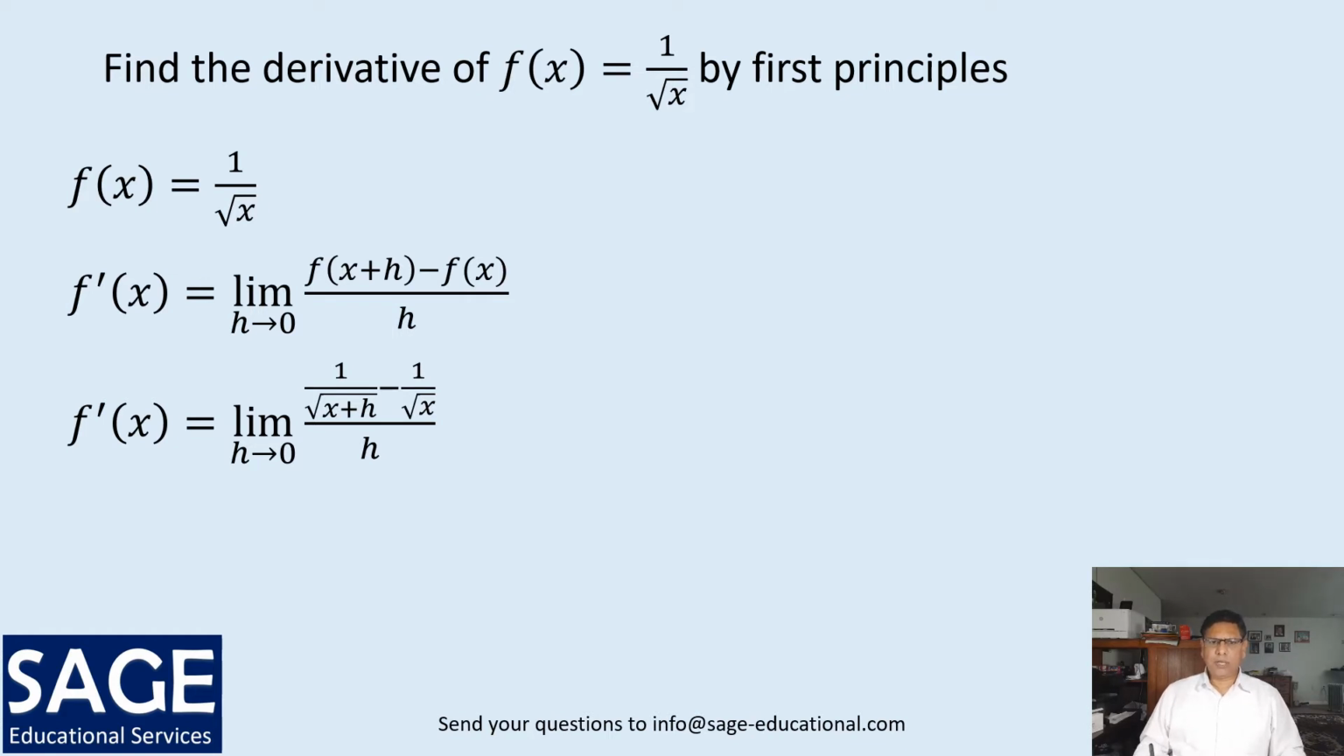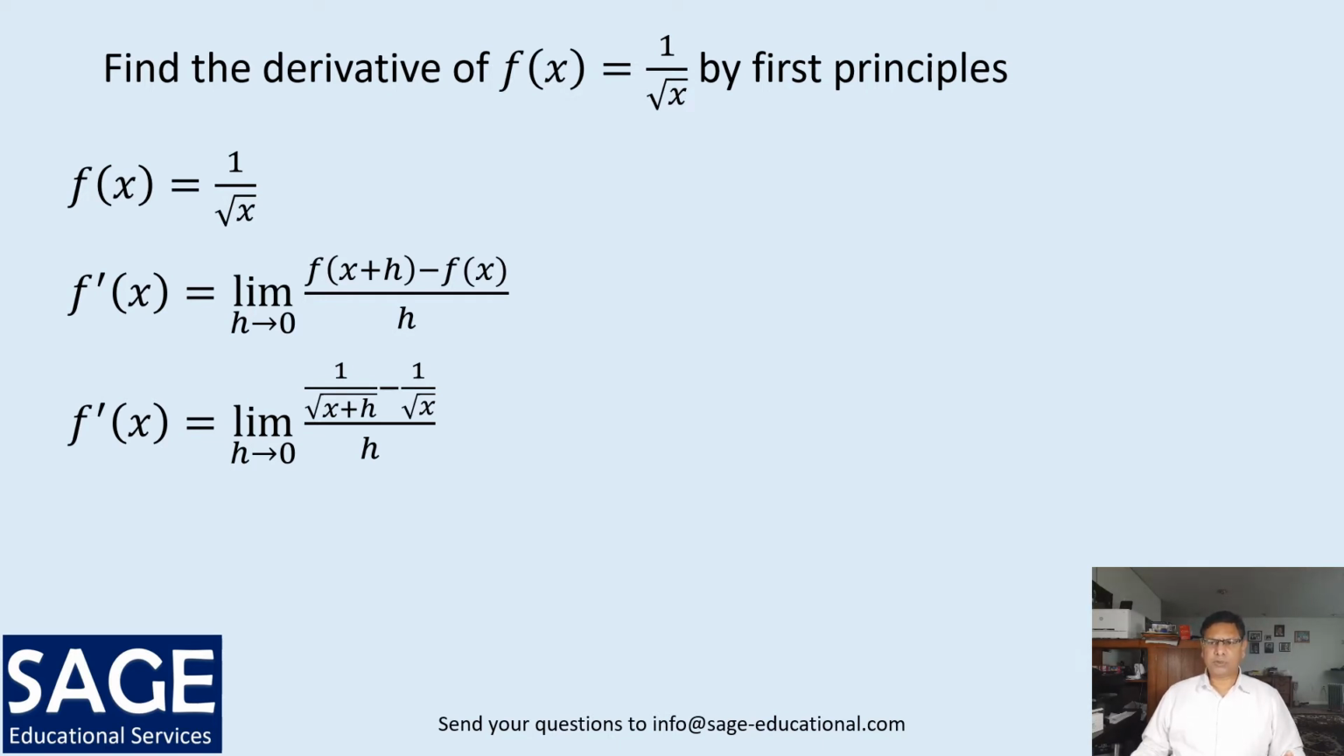Now the issue here is I can't directly substitute h is equal to 0, otherwise I would have to divide by 0, and that is something that we can't do. So we have to come around and get to a point where we are not dividing by 0. So let's see how we do that.